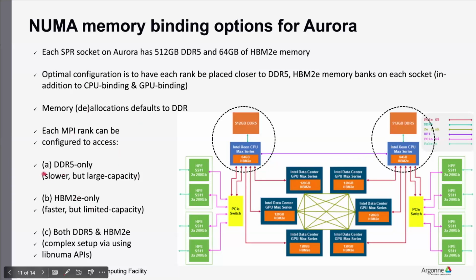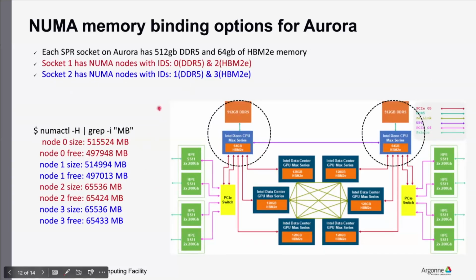Some advantages, obviously: the DDR5 has a lot more capacity, but it's slower. And the high bandwidth memory, HBM2E, is faster, but has limited capacity. There are also ways you can utilize both memory banks, but it's a more complex setup, and you have to use the NUMA library APIs in your application in order to do that.